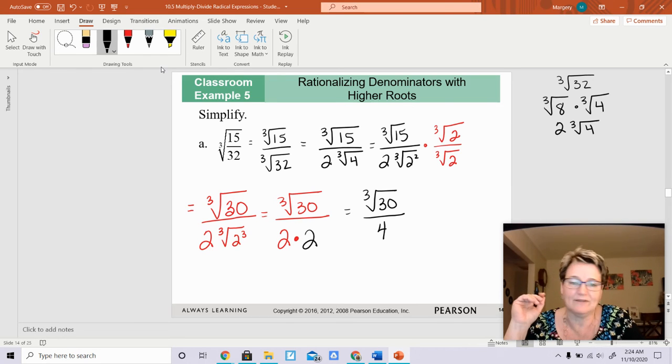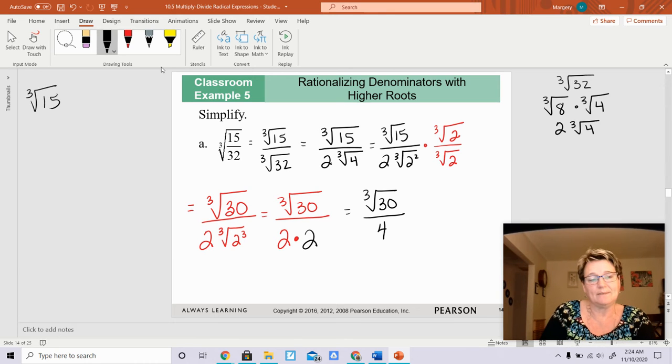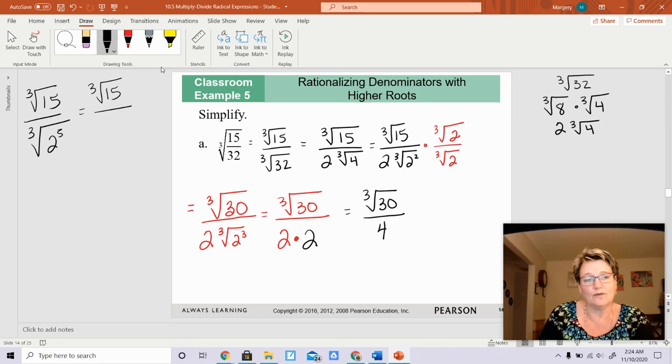Sometimes I try to think of different ways to write this, but this is just one way that would work. You could narrow it down to the cube root of 15 over the cube root of 32, which would be 2 to the 5th power. You could do that if you wanted to. You would have the cube root of 15 over the cube root of, you're going to break this up as 2 cubed times 2 to the 2nd. That is 2 to the 5th.